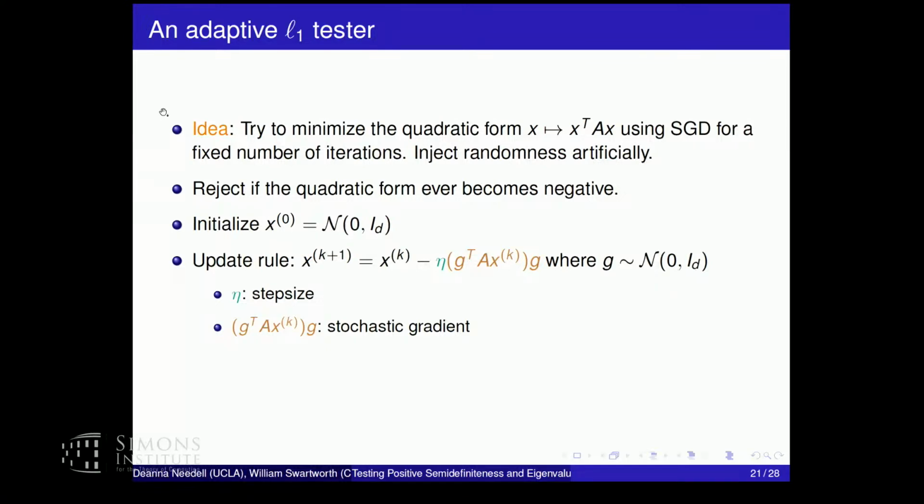It's an unbiased estimate of the gradient because if you look at g g transpose, the expectation is the identity. And what you can show is this algorithm, if you run it for 1/epsilon iterations, with high probability, you will find an iterate which shows the quadratic form is actually negative. So that's one way of using adaptivity here. Any questions about this?